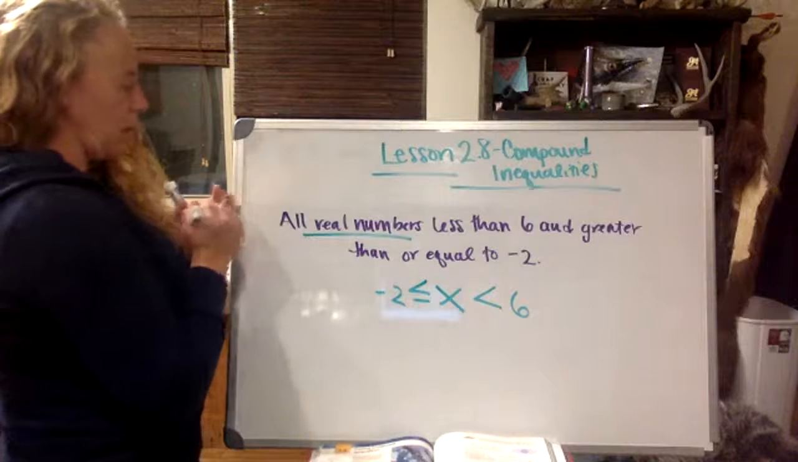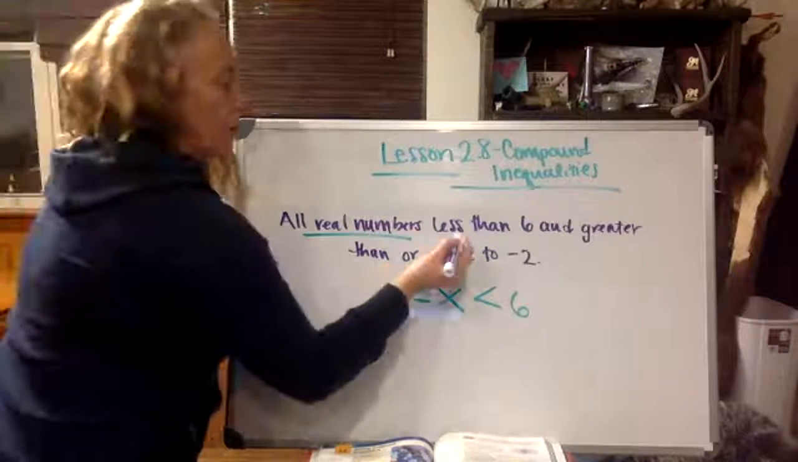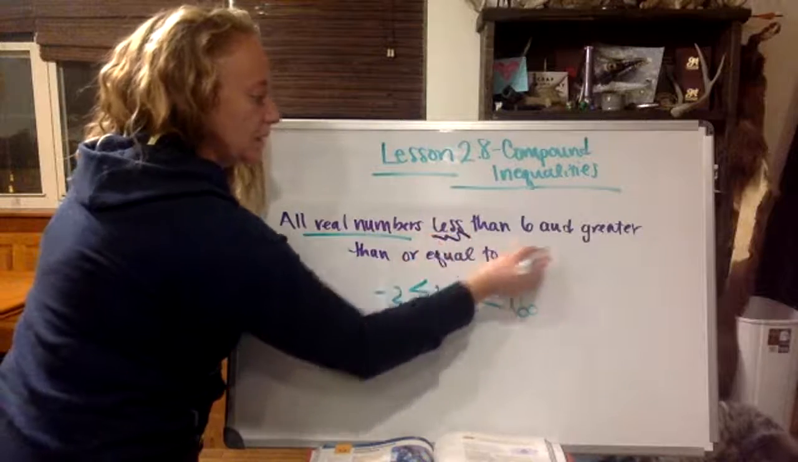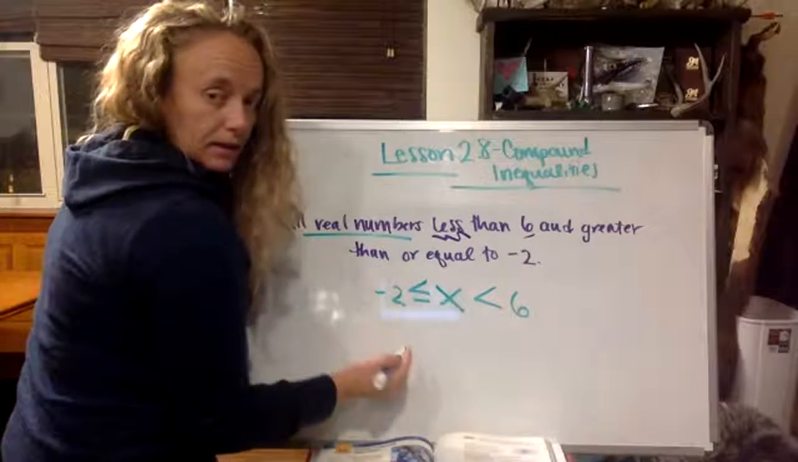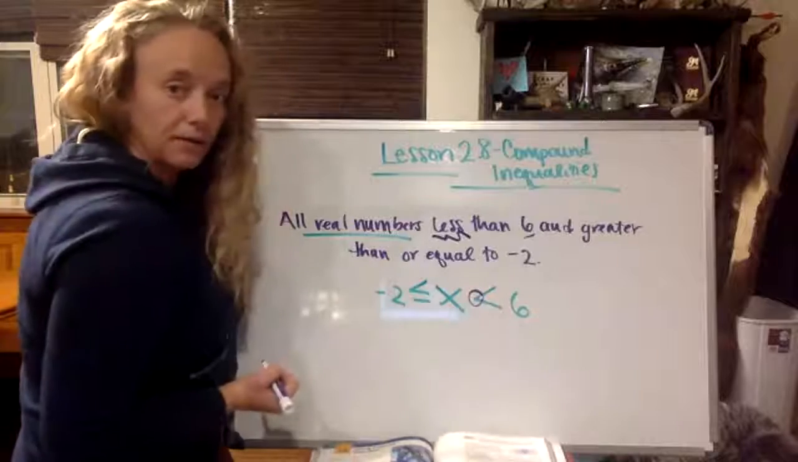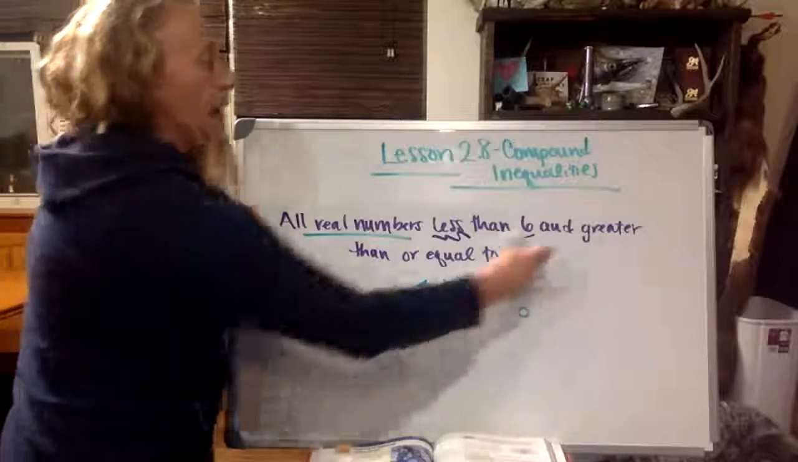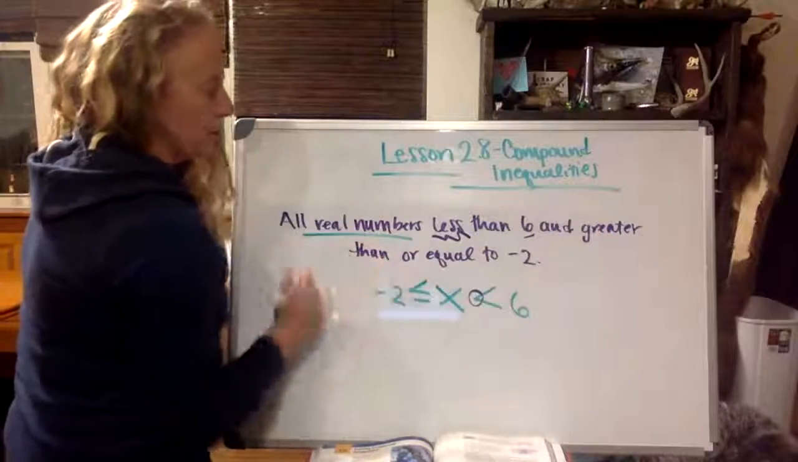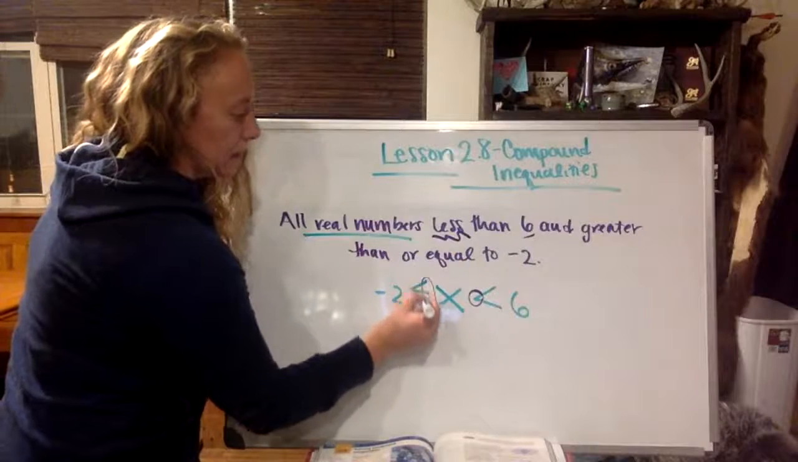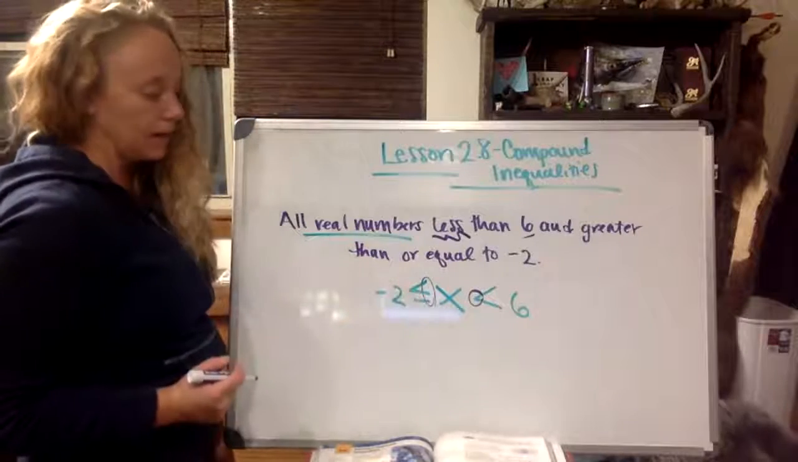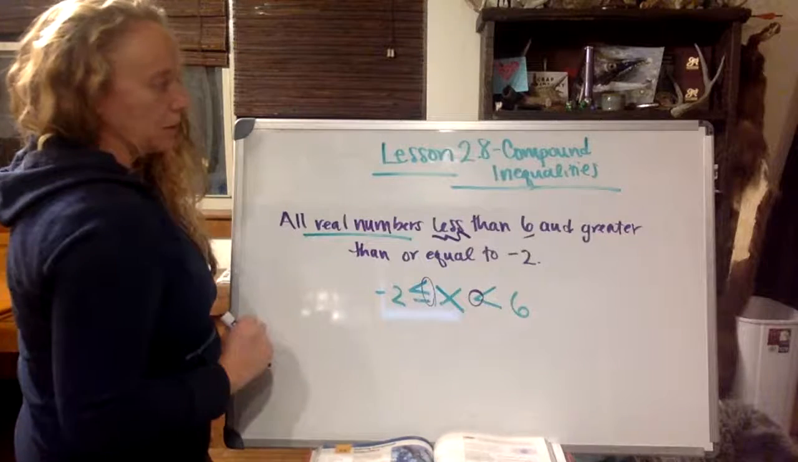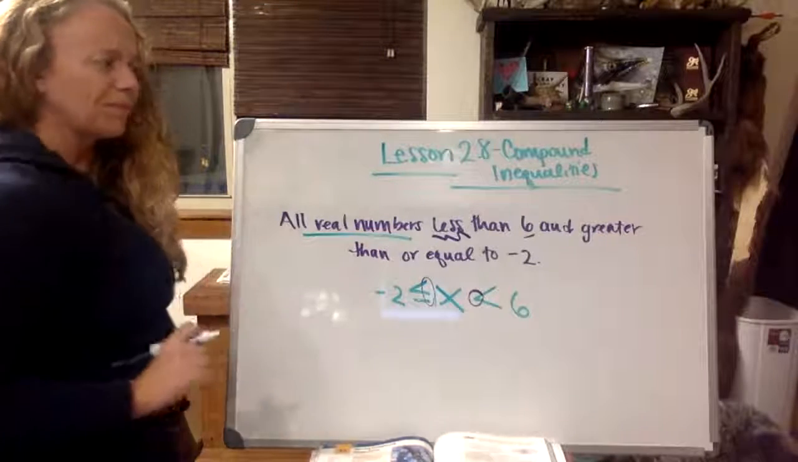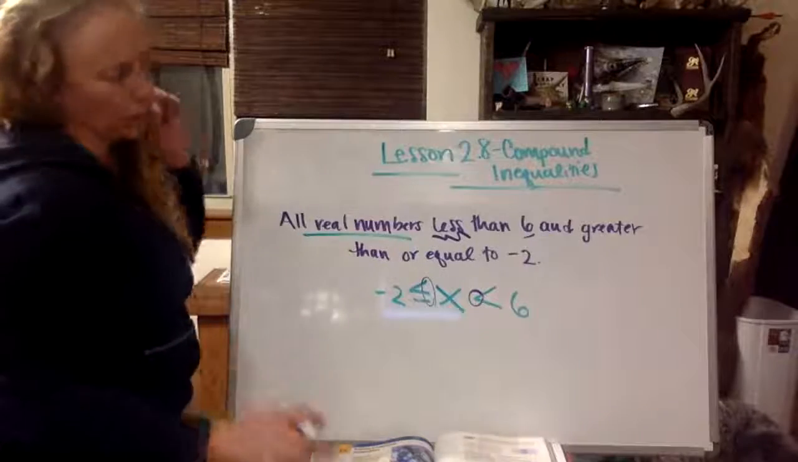Now to check my work, I need to make sure I have a less than symbol with the 6. This x is less than the 6. That smaller side of that inequality is less than 6. And the greater than or equal to -2. So I can see that the bigger side of that inequality is pointed to the x. So we can say it's greater than or equal to the -2. So that's sort of a crash course in how to write them.